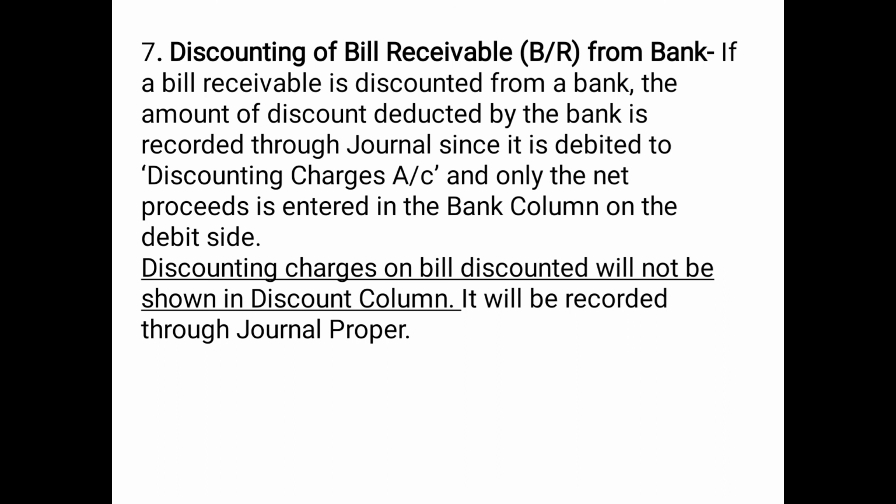Moving ahead, discounting of bills receivable from bank. If a bill receivable is discounted from a bank, the amount of discount deducted by the bank is recorded through journal, since it is debited to discounting charges account, and only the net proceeds is entered in the bank column on the debit side. Discounting charge on bill discounted will not be shown in the discount column, it will be recorded through journal proper.